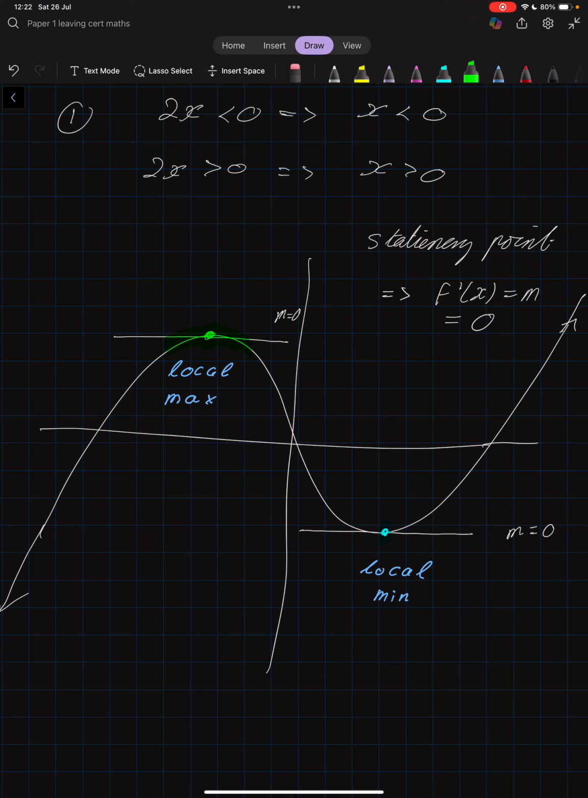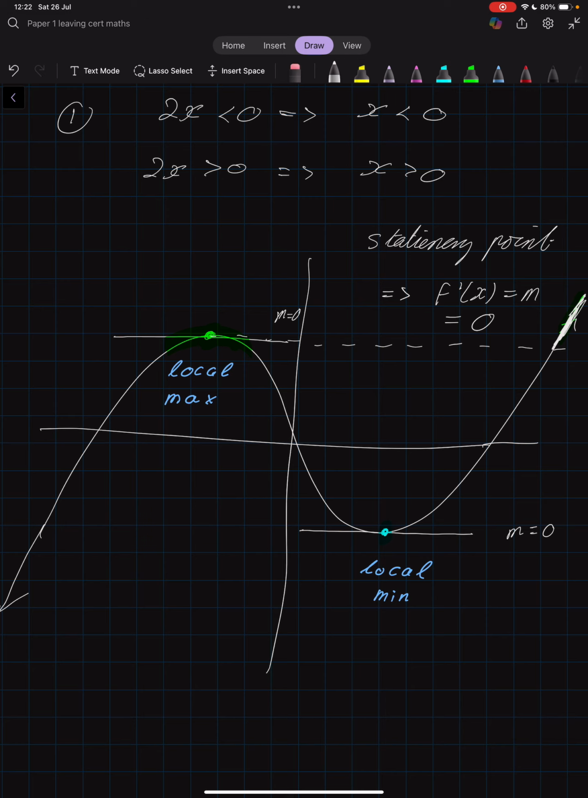Now, is it a maximum in general? No. Why? Because this point of the graph gets higher than this. So if I draw a line over, there are points of the graph that go higher than the local max. That's why it's called local. It's not a global max. It's not a maximum everywhere. It's just a local maximum. If you look around the point, then it's a maximum.